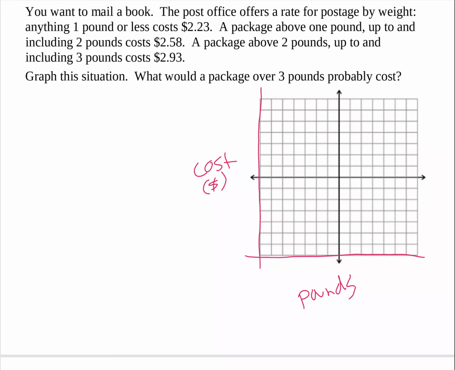0.25 would be pretty good. That would be 4 lines for every 1 pound. We'd get to 3 pounds at 12 lines, right? So by a quarter of a pound. So here's 1, 2, 3, here's 1 pound. 1, 2, 3, 4, here's 2 pounds. 1, 2, 3, here's 3 pounds. Okay, what about the cost?